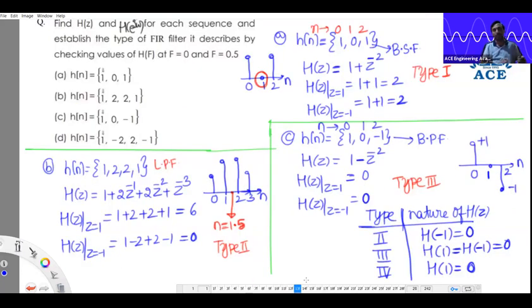If you want, make a note there, sir. Band stop filter is possible only with type 1.